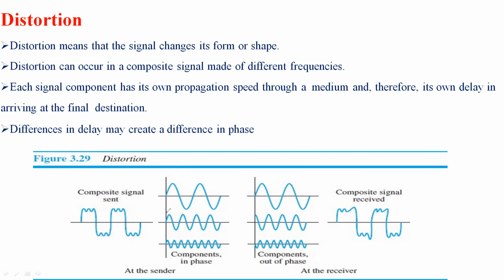Again, it changes with its shapes, right? So observe here, whatever composite signals we have sent are not received in the same form. They are different among different frequencies. This is called distortion. So that was the last terminology.